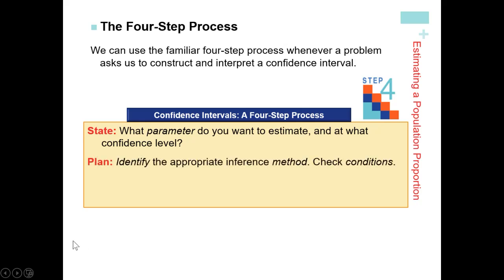That's your step 1. Step 2 is that you're going to identify the method, which in this case, right now, we only have one. And then you're going to check your 3 conditions, which are random, normal, and independent. Random is that you have a random sample. Normal, so in this case, you're checking n times p and n times 1 minus p, checking that they're both at least 10. And then independent, so population at least 10 times the sample size.